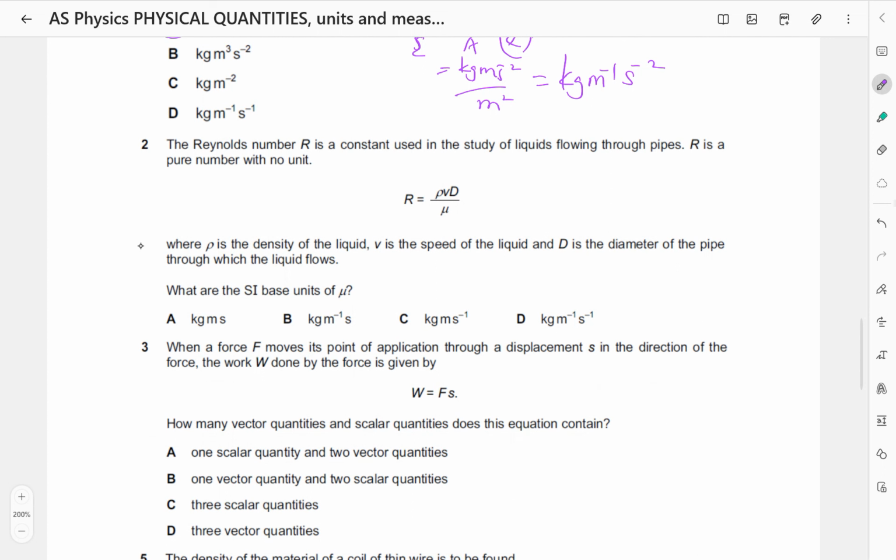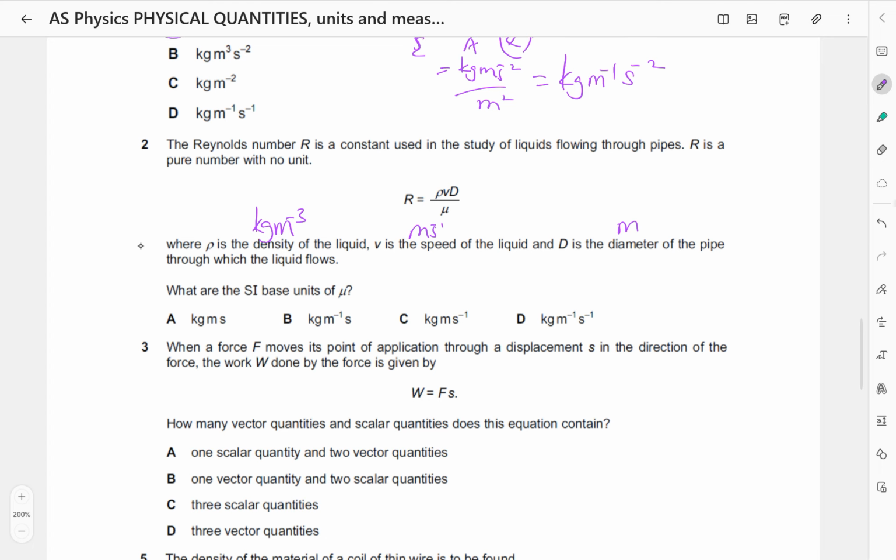The Reynolds number is a constant used in the study of liquids flowing through pipes. Those who have studied fluid mechanics, you might have seen the Reynolds number. R is a pure number with no unit. Rho is the density, so the unit is kilogram per meter cubed. V is the speed, that is meters per second. D is diameter, that is meters.